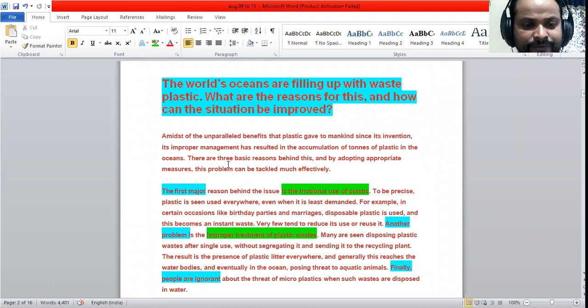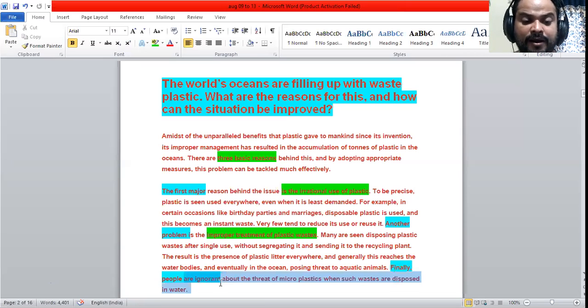I have written three main reasons here. So which are the three main reasons? First one is the irrational use of plastic. Second one is the improper treatment of plastic. And we have a third thing, that is people are ignorant about the threat of microplastics. If plastic is disposed into water, it mixes with the water, and we have the threat of microplastics, and dreadful diseases can occur as a result of this mixing of plastic into the water.